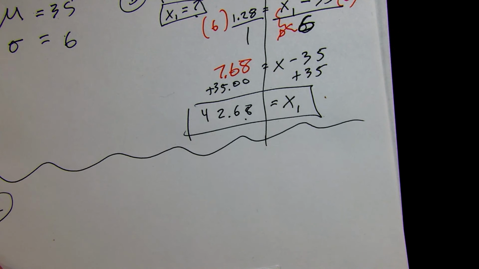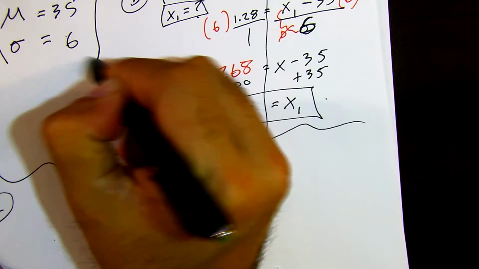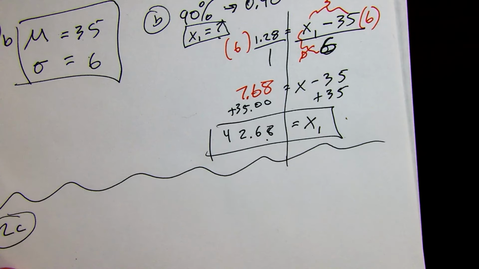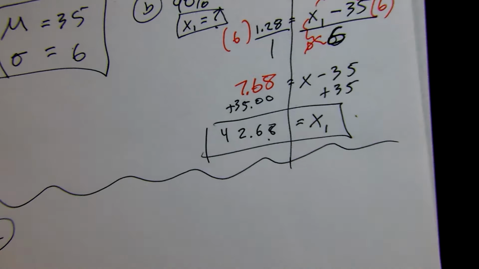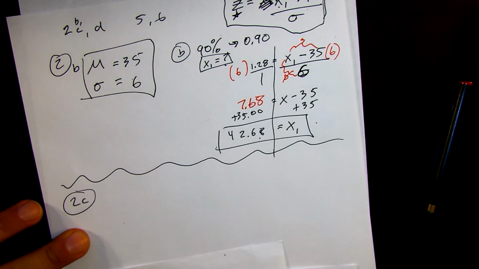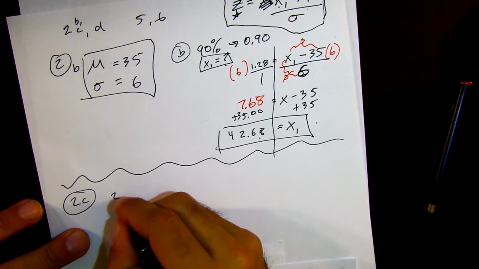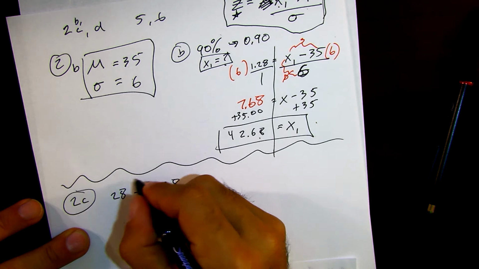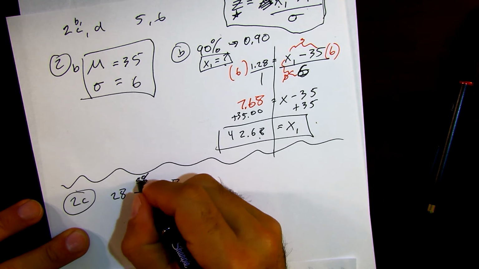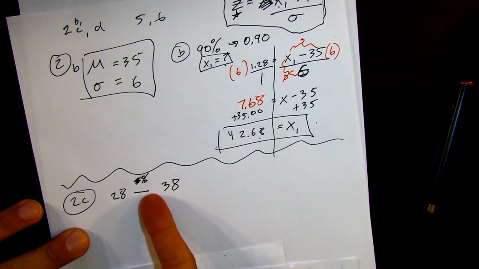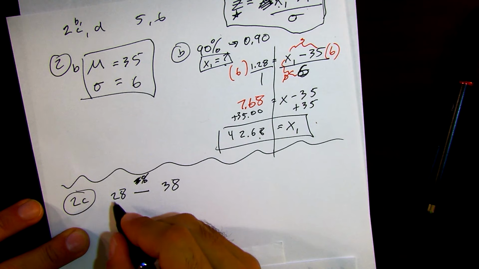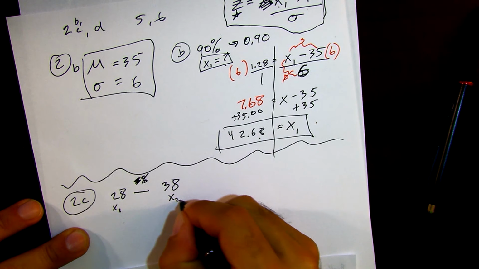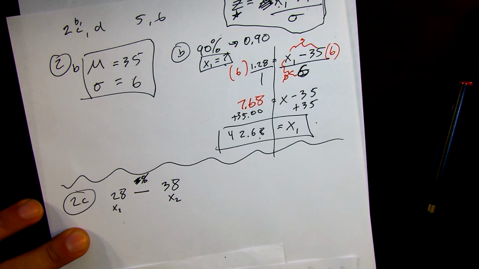All right, 2C has the same bit of information. This information is the same. But instead for 2C, it says, what is the probability of getting a raw score between 28 and 38? What percent is going to be between the values of 28 and 38? Before we just had 1 point value to plug in. Now we have 2 values to plug in. So we're going to work it all out.